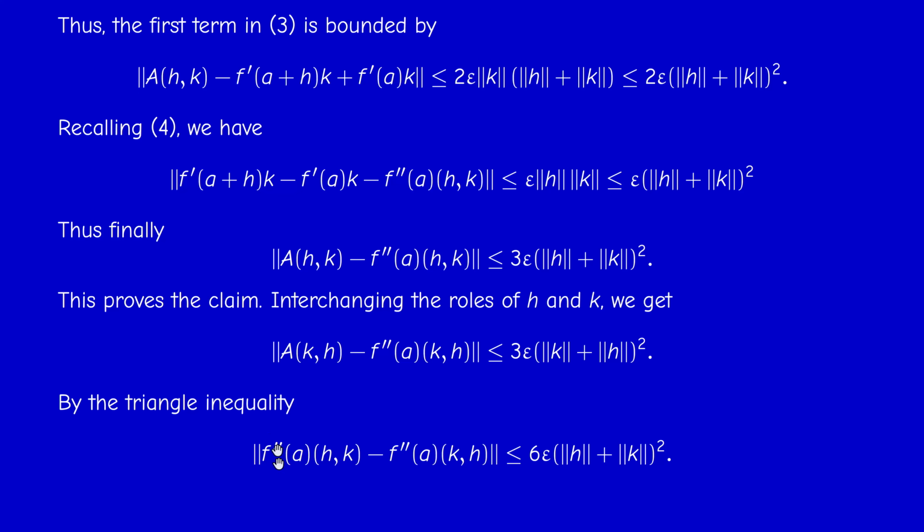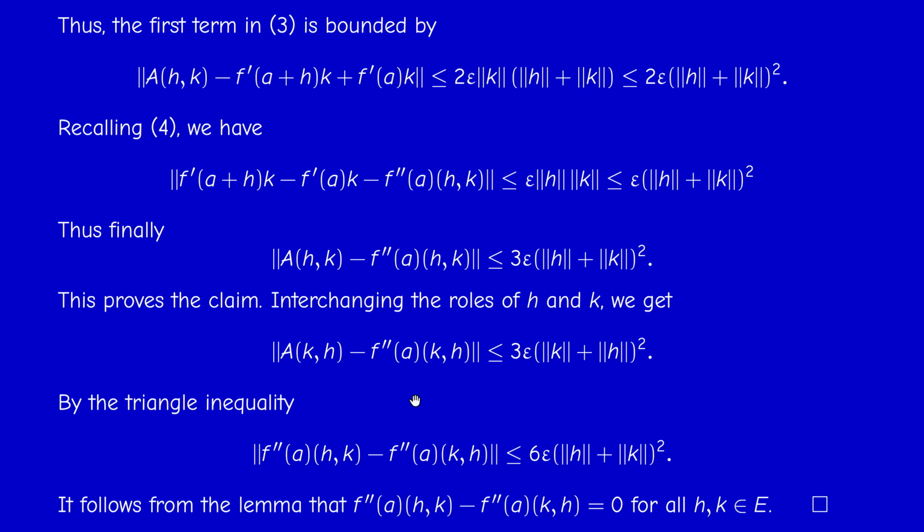And by the lemma, because what is inside is a bilinear map, it means that what is inside is identically 0. So I can write f double prime of a in the direction hk minus f double prime of a in the direction kh is 0. And this is true not only for hk small, it's true for every hk. So if you like, we can write f double prime at a in the direction uv minus the same thing in the direction vu is 0 for all uv in E. And that's it. So this concludes the proof of proposition 4.1.